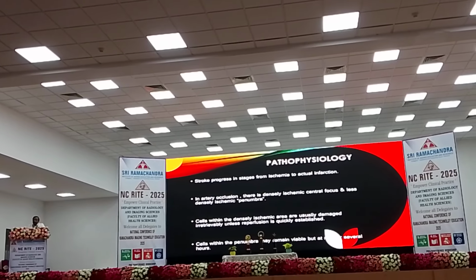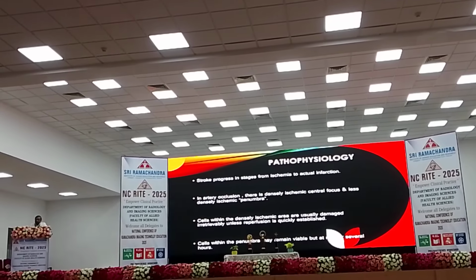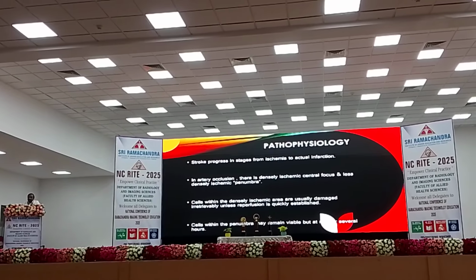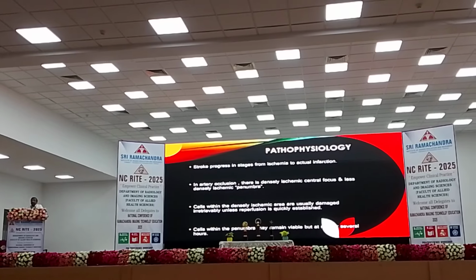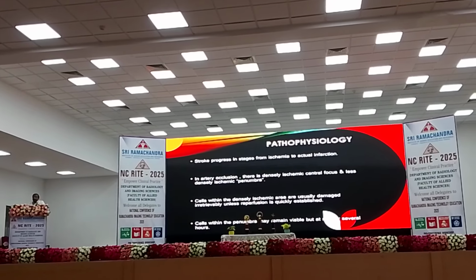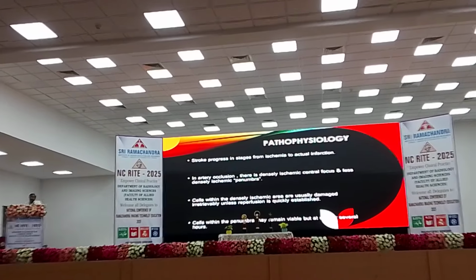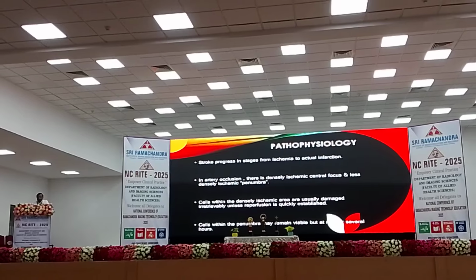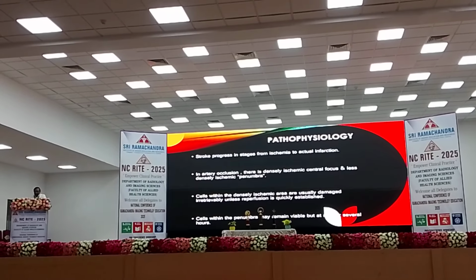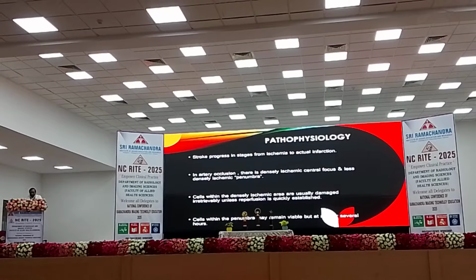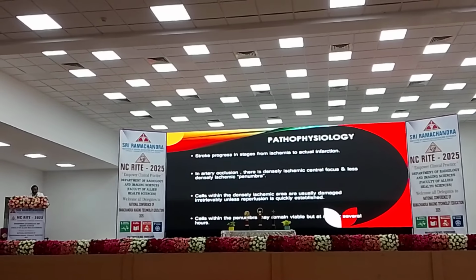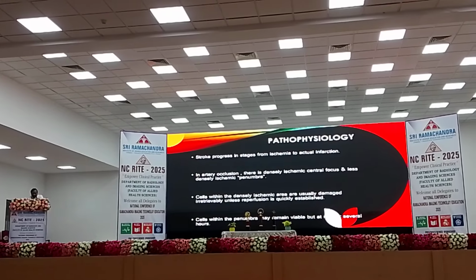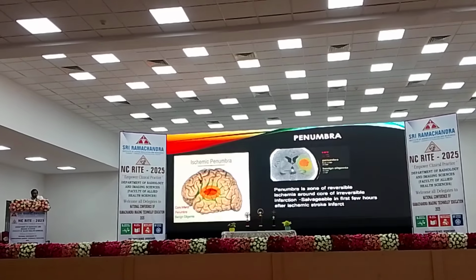Our responsibility is to differentiate whether the whole thing has been affected or whether it is subacute or acute. It is for that only that we use imaging modalities like CT, MR and interventionals. You should know this very well and know where the culprit is sitting. We have to diagnose that. Cells within the densely ischemic area are usually damaged, irreversibly, unless reperfusion is quickly established. Cells within the penumbra may remain viable for several hours.